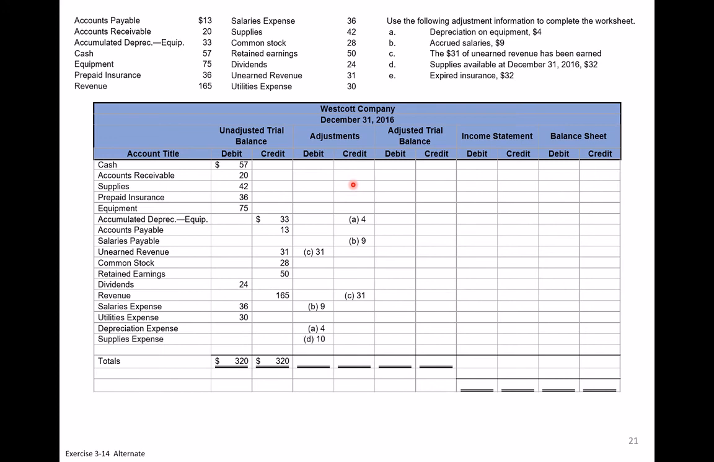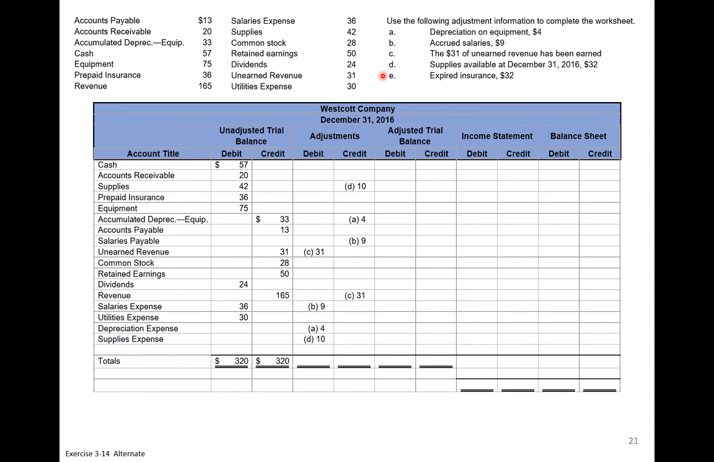Supplies are going to get reduced with a credit of $10. And the offsetting entry will be to supplies expense. So see here, we've used up $10 of supplies. Remember the rule, the portion of the assets used up in a period becomes an expense for the period. And in this case, that expense is called supplies expense.